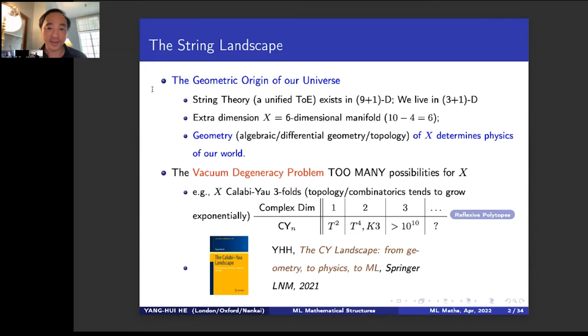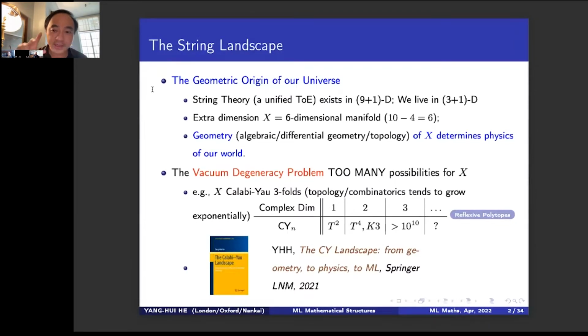But whatever it is, the point as far as the community of pure and applied geometers is concerned is that the algebraic, differential geometry and topology, in various combinations of these words, of these extra dimensions should determine the physics of our world. So that's the basic upshot about string theory. This is the last time I will mention string theory. This is why the string theory community has become such good friends with the mathematics community.